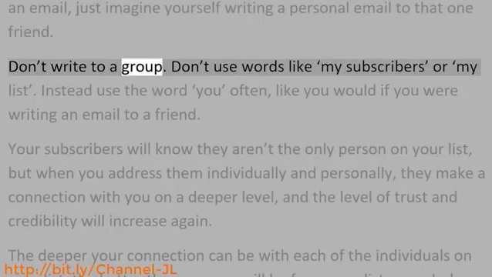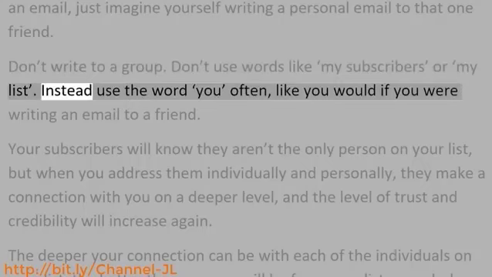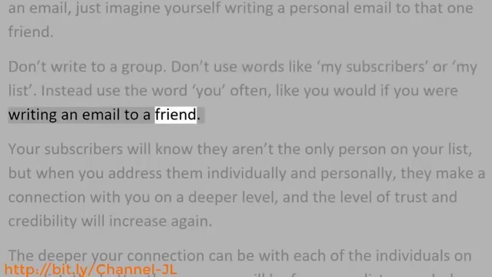Don't write to a group. Don't use words like "my subscribers" or "my list." Instead, use the word "you" often, like you would if you were writing an email to a friend.